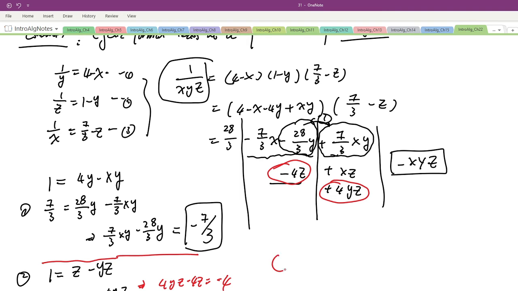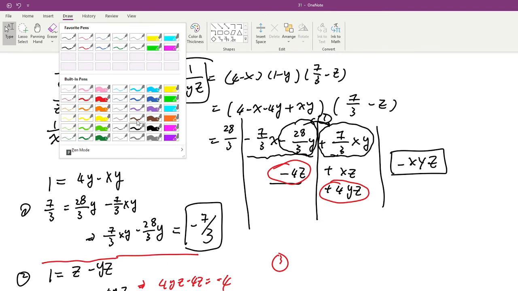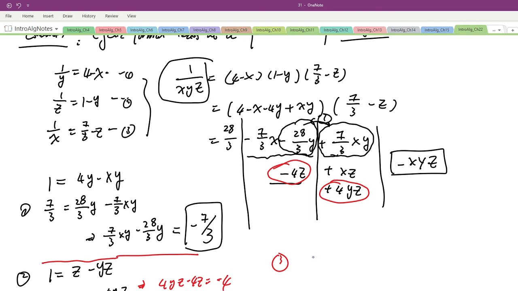Now the third part. Let's use another color. It is 1 equals 7/3x minus xz, right? So we have 1xz, see? 1xz and 7/3x. Now we have xz minus 7/3x equal to -1.